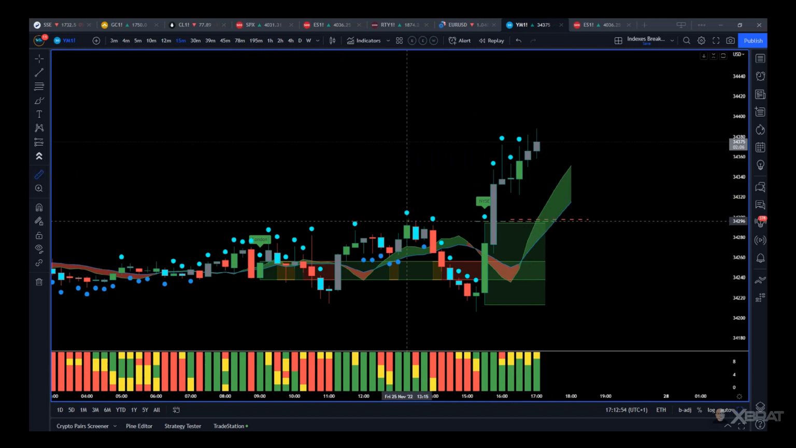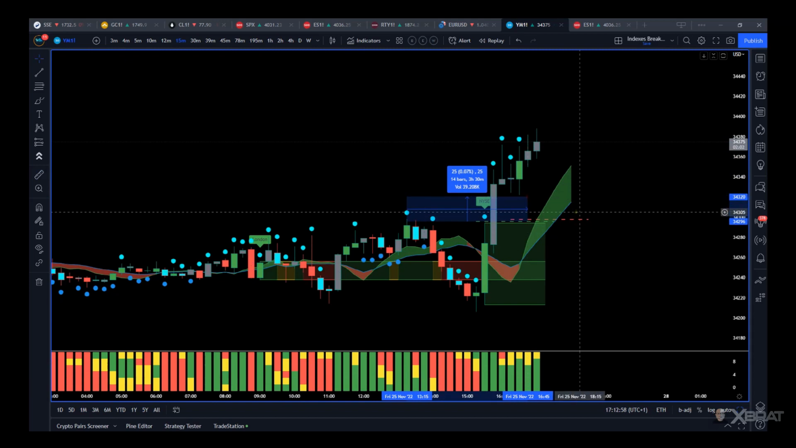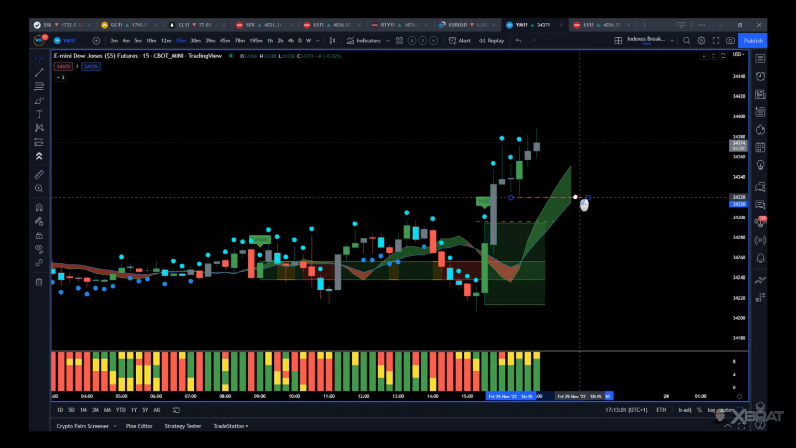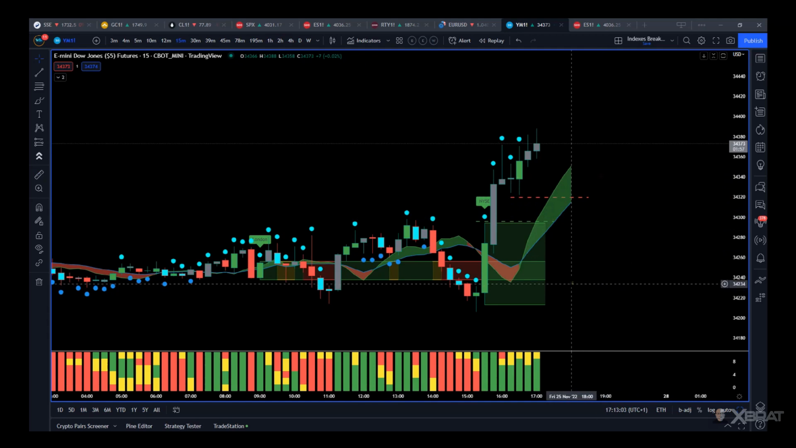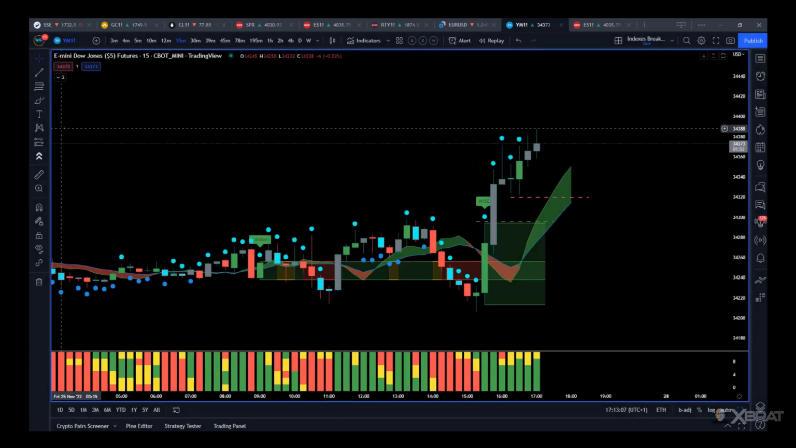So let's just measure that 25 ticks on here to make it easier very quickly. 25 is there. So at that point, I adjust the stop to 25 ticks. Now we wait until it gets to 100 ticks.